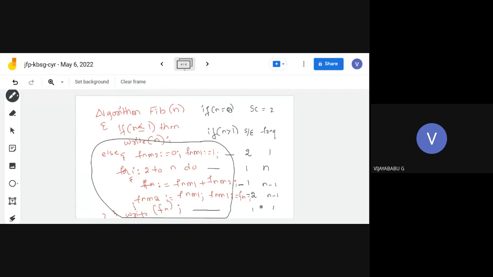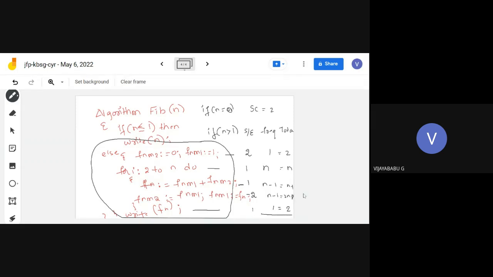So this finds the value of the nth Fibonacci number. Total step count we are supposed to find out. So this is 2 into n minus 1, and this is 2n minus 2. And this is 2.